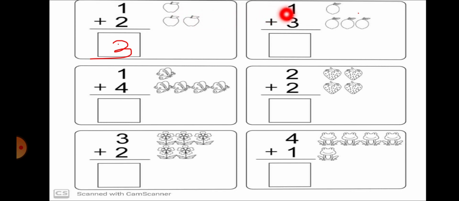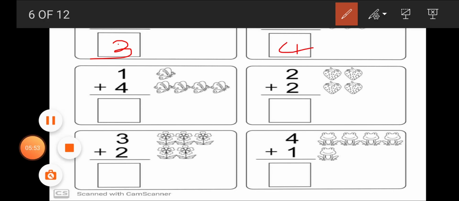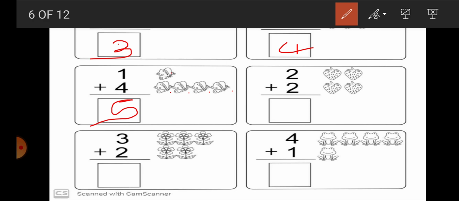Now next is 1 plus 3. Okay, now count all the figures together. 1, 2, 3 and 4. What is the answer? 4. Write it down here. Next number is 1 plus 4. There is a picture of butterflies. Count it together. 1, 2, 3, 4 and 5. Okay, write it down in a box.